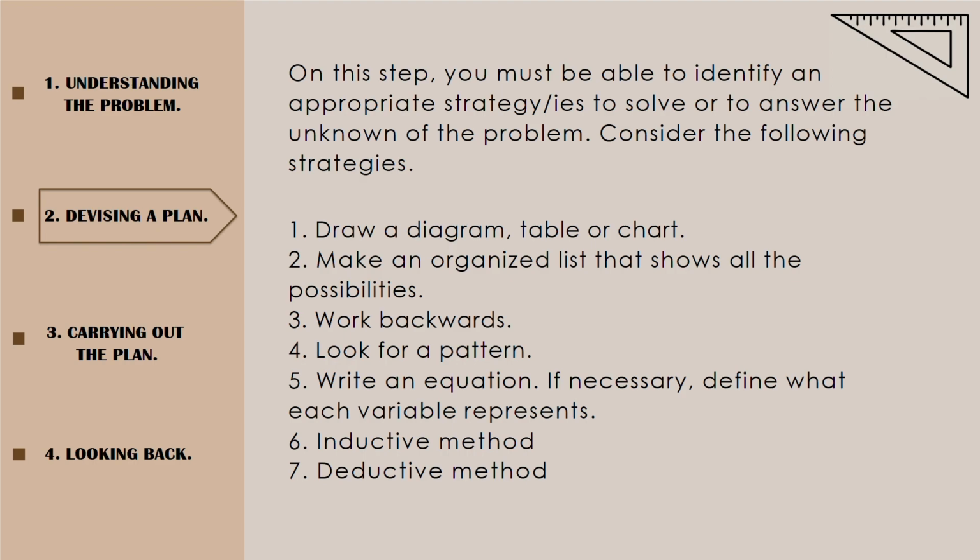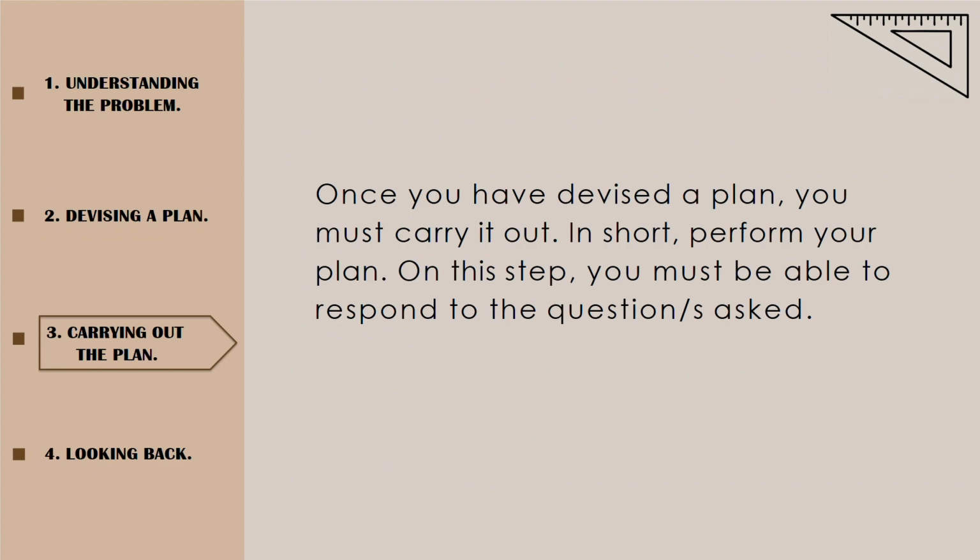Find the connection between the data and the unknown. You may be obliged to consider auxiliary problems if an immediate connection cannot be found. You should obtain eventually a plan of the solution. Number 3 is carrying out the plan. Once you have devised the plan, you must carry it out. In short, perform your plan. On this step, you must be able to respond to the question or questions asked.